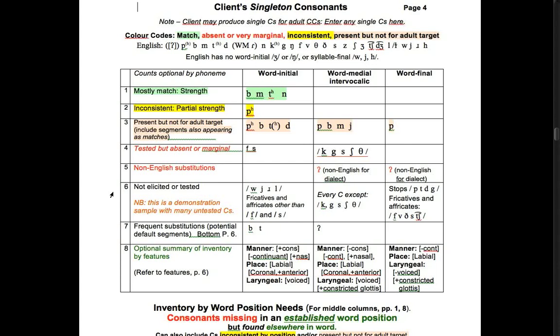Okay, moving on to row 7, which is for frequent substitutions, or potential default segments. In this row, insert segments that appear to be used often as substitutions for the adult target. Such substitutions may also be observed by using page 6. Optionally, in row 8, you can list the inventory of features, which you will learn by practicing page 6. You can stop and fill in the page 8 summary of segments and features in the right-hand column if you are going to use that page to help with goal selection. We will return to that later.